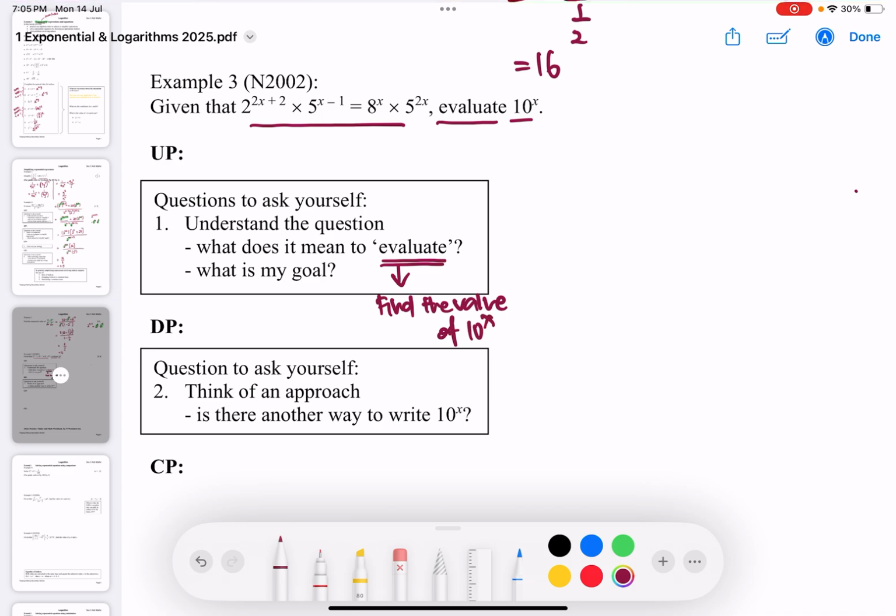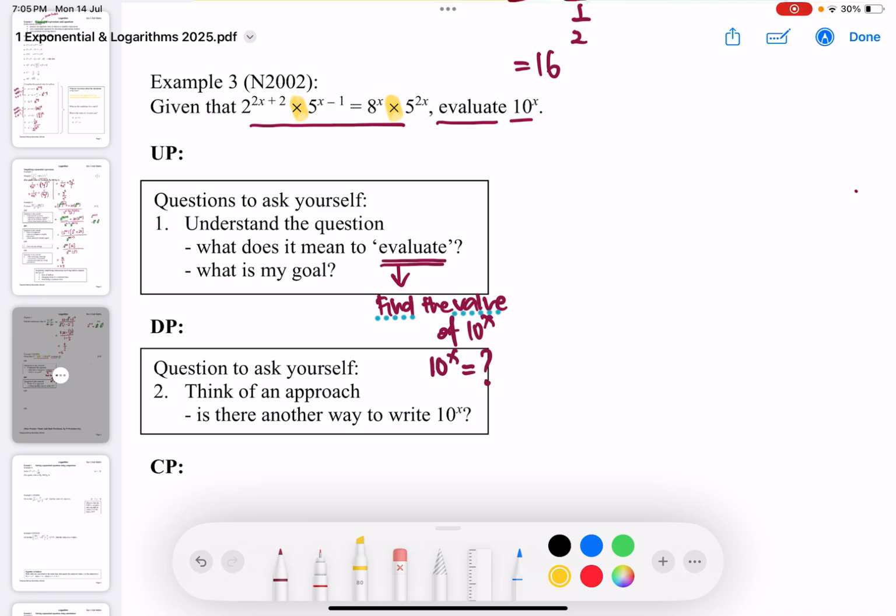In other words, the final answer is going to look like this. 10 power x equals to some number. So that's what we're going to work towards. So now let's look at the equation. Now the equation, the operations are both multiplication. So that's good because that means our rules of indices can be applied here to combine them together.